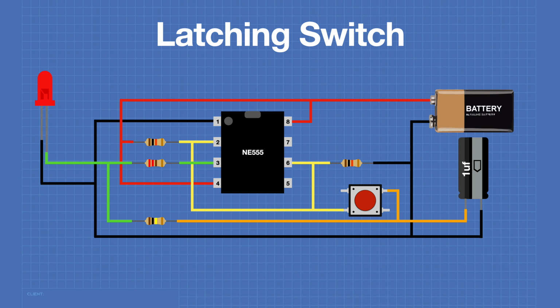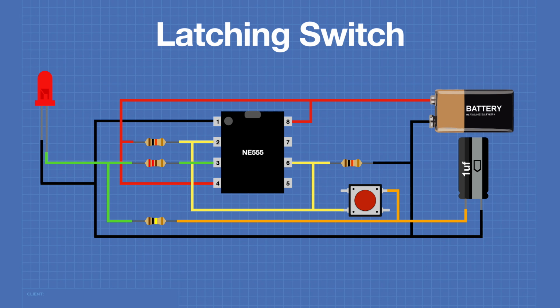Now here's how we're going to hook everything up. Once again, our 220 ohm resistor is just a dropping resistor for our LED. The 2 10K resistors form a voltage divider, and the center of this voltage divider is connected to both pin 6, pin 2, and to one side of our push button switch.